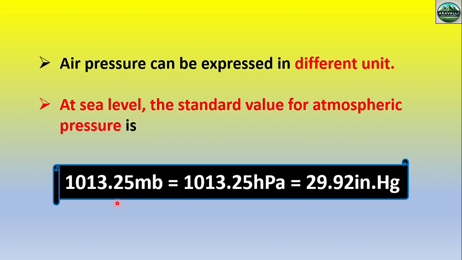So at the surface, the pressure is 1013.25 millibar, or in hectopascal the same value, because 1 millibar equals 1 hectopascal. The same value in inches of mercury barometer is 29.92. So remember the value in millibar, hectopascal, and inch of mercury barometer. This is the average sea level pressure, the standard value.